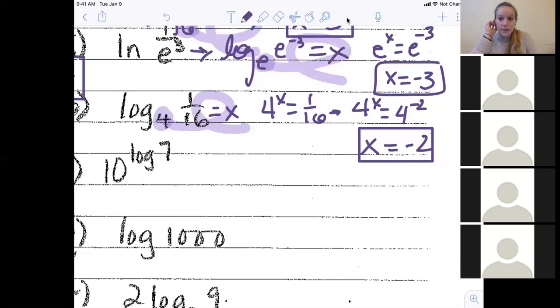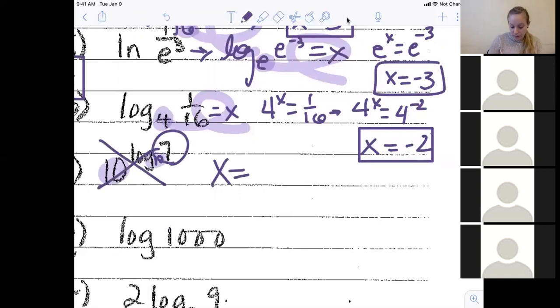Got a couple log base 10s to kind of round this out. 10 raised to the log of 7. Well, remember that's log base 10. And what we did on the other side with the columns, if these numbers are the same, then that means that they cancel each other out and I'm just left with 7. X equals 7.